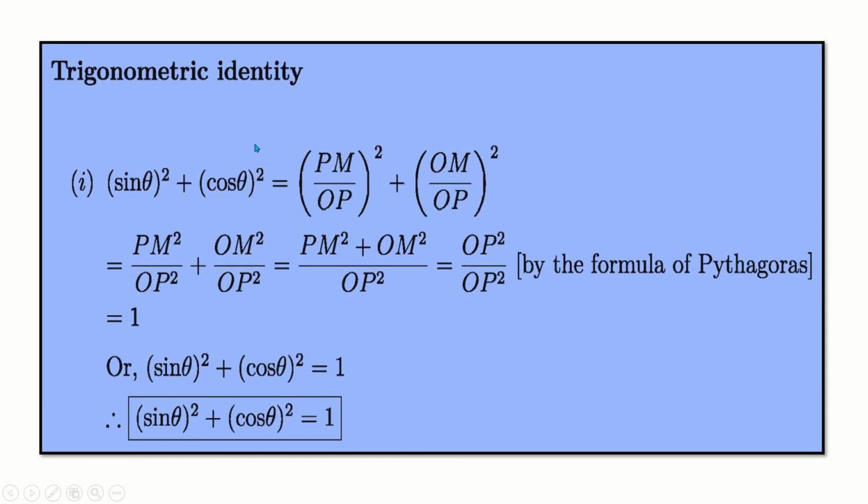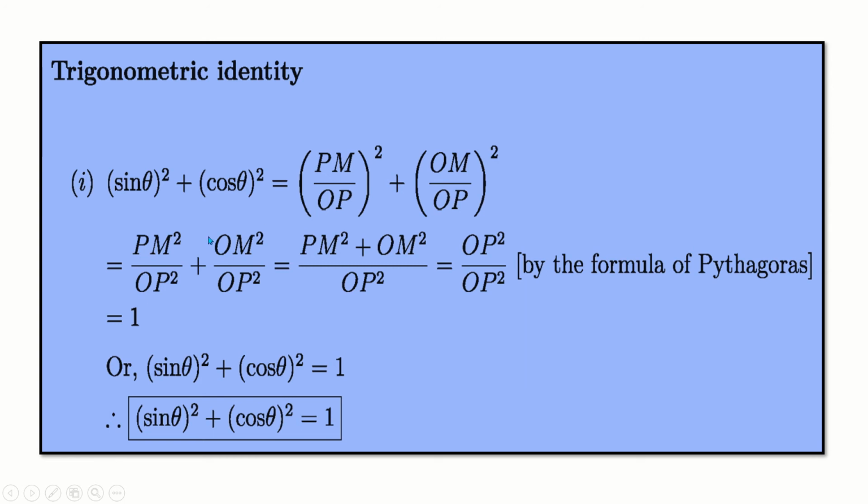Some more relations or identity. Sin theta equals Pm by OP, and cos theta equals Om by OP, following the previous slide. As here is square, so here will be square, and here will be square.